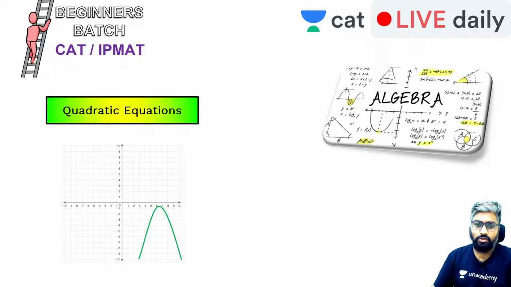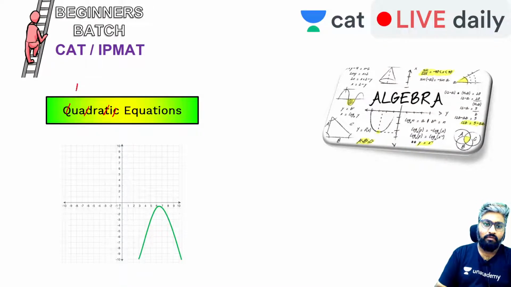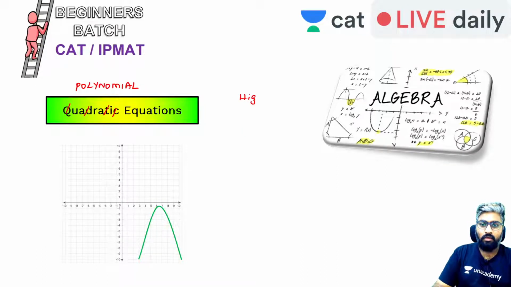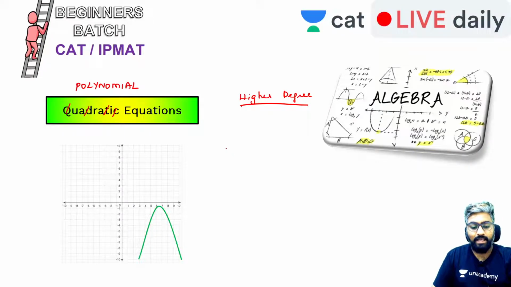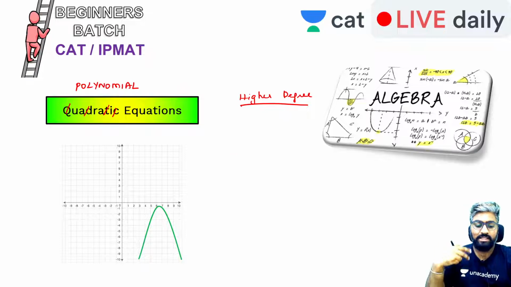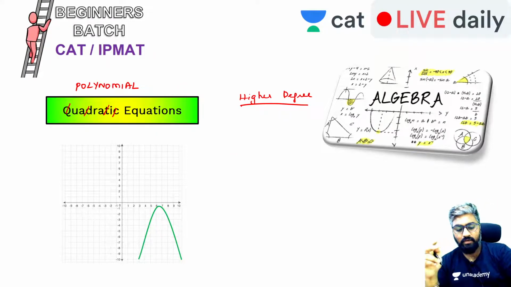Alright, so welcome to polynomial equations. Quadratic equations are done. Today we are doing polynomial equations. Under polynomial equations we'll be looking at equations of higher degree. We have seen linear equations, we have seen quadratic equations. Today we are doing higher degree, meaning degree more than 2.